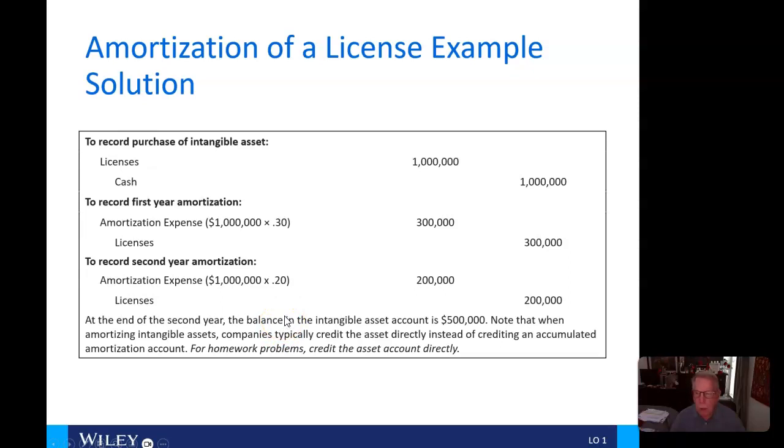And note that when amortizing intangible assets, just as I mentioned, companies typically credit the asset directly instead of crediting an accumulated amortization account. For your homework problems, let's be sure to credit the asset account directly and not use an accumulated amortization account.